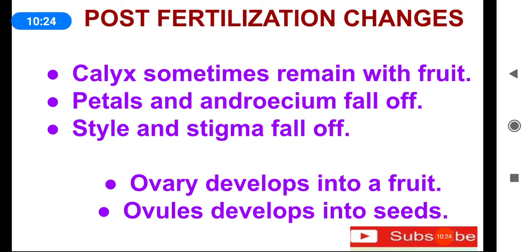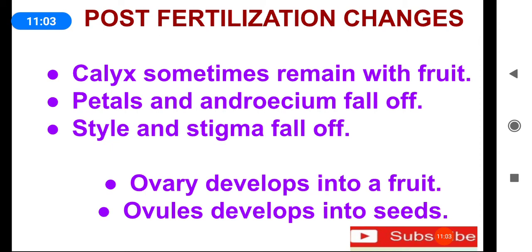With these observations, shall we list the changes that take place in the flower after fertilization? What are the changes that occur after fertilization? These changes are known as post-fertilization changes. Calyx sometimes remains with the fruit. Then petals and androecium fall off. Then style and stigma fall off.